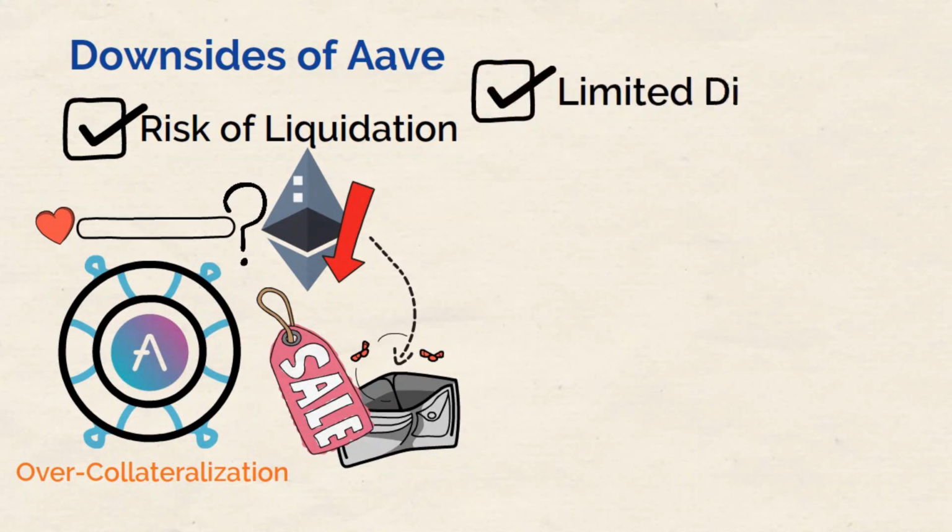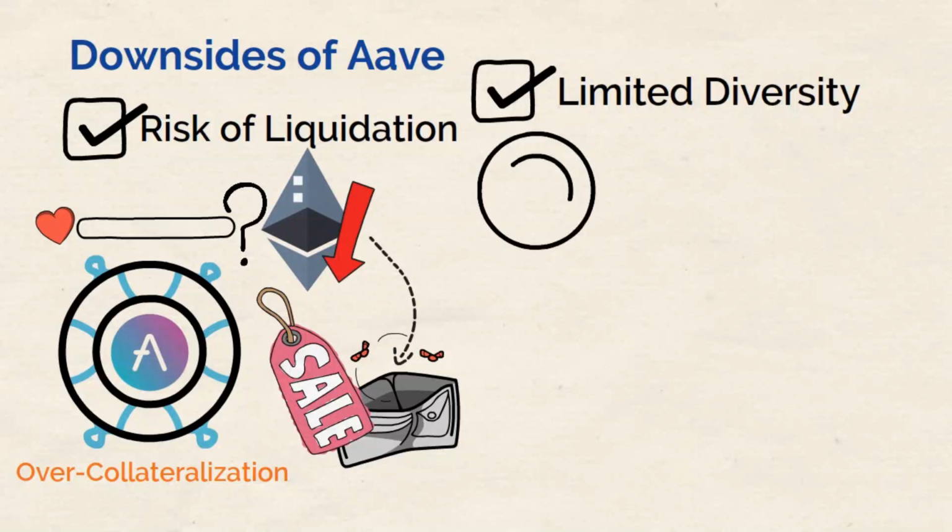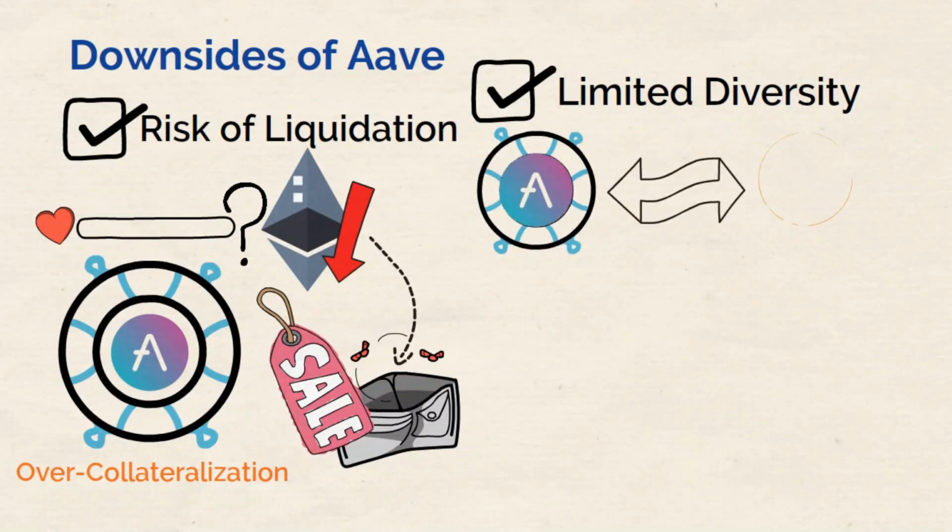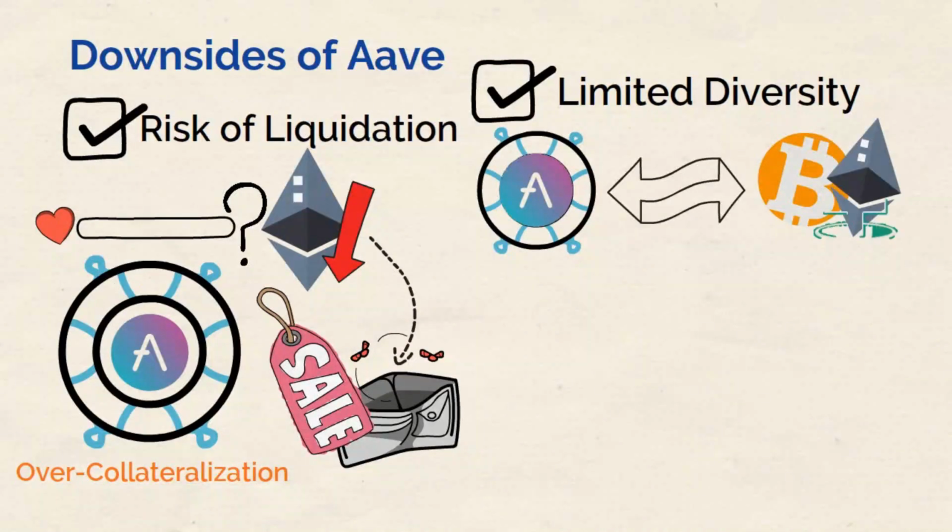Another downside is the platform's limited diversity of things to buy. Currently, Aave's portfolio is pretty skewed towards major cryptocurrencies and stablecoins. Although these are popular and reliable, some users obviously prefer a wider range of coins to lend or borrow.